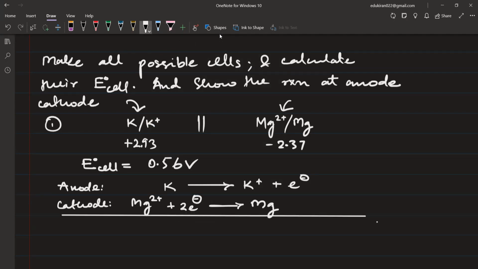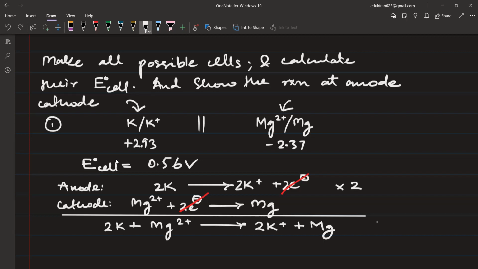Okay, now what did I say? Whenever I write the cell reaction, I have to balance the equations, balance the electron number. The number of electrons should be the same. I will multiply by 2 here, so I get 2 electrons, 2K plus, and 2 here also. Now I can eliminate the electrons, and you can write the equation as 2K plus Mg2 plus is going to give me 2K plus Mg. Makes sense? Yes or no?